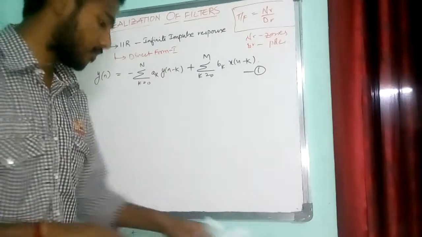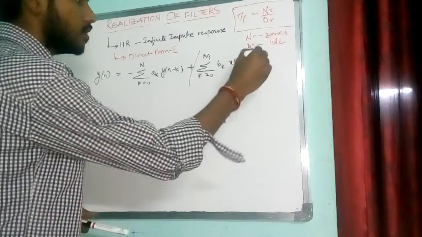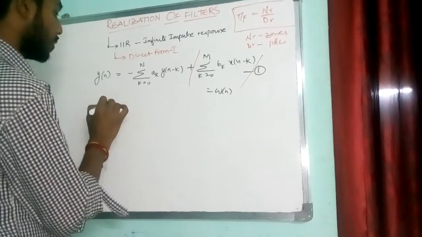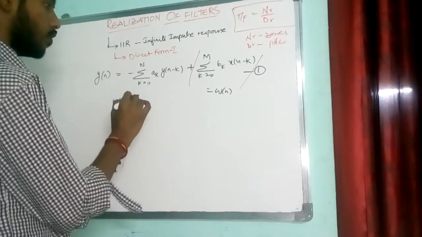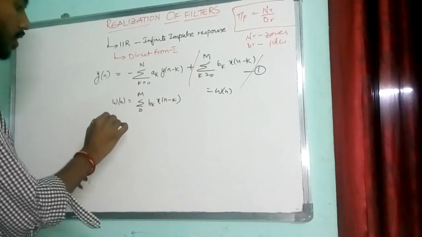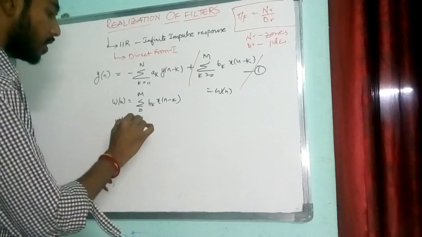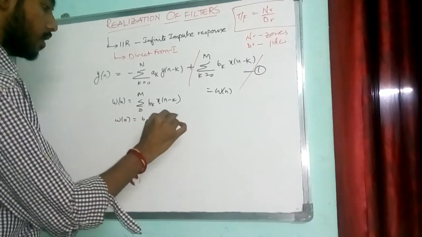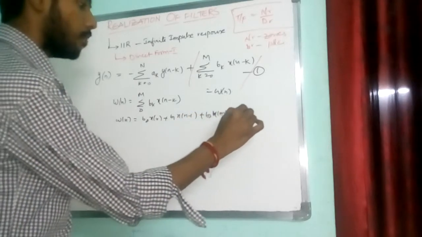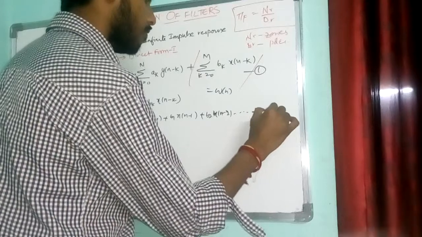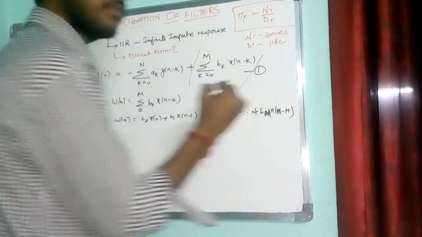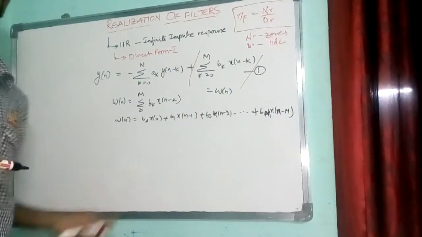Now, in the direct form 1, we represent this x part as W of n. That means W of n equals summation 0 to m, bk x of n minus k. If I apply the summation and expand this, I get terms up to bm x of n minus m.